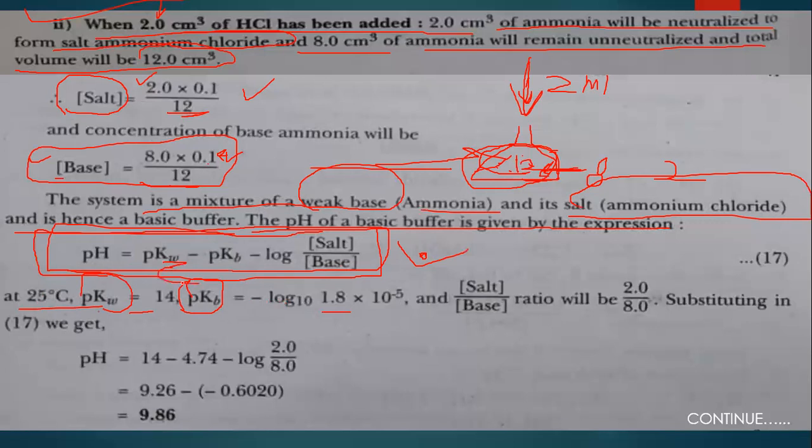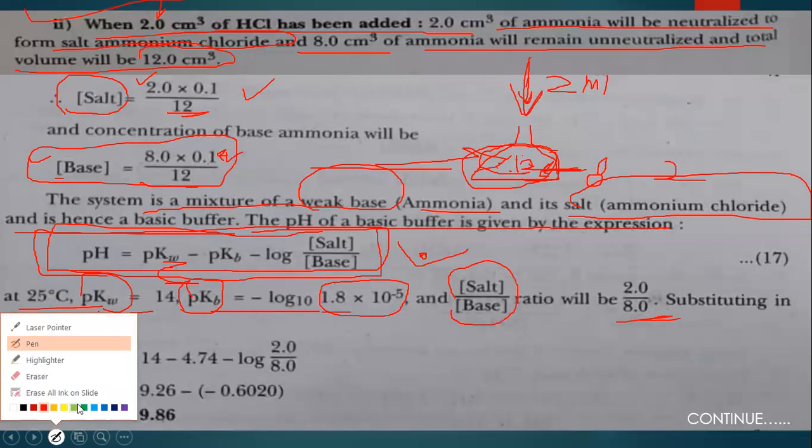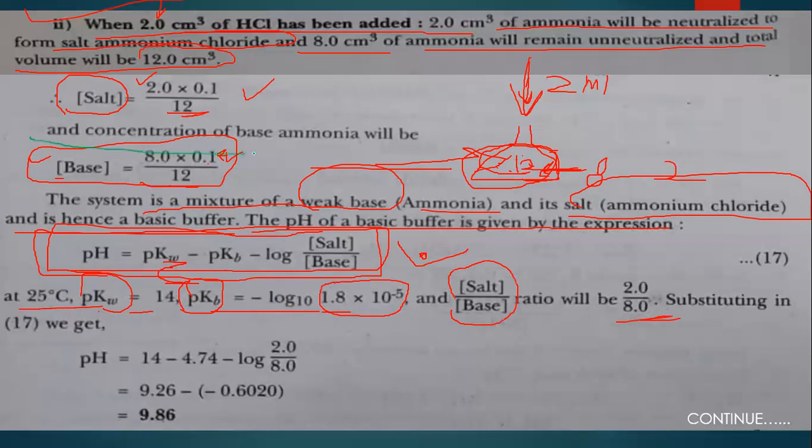Here it's 1.8. Negative log of Kb. We are not putting values here, we are just noting values here. So it's a negative log of 1.8. So it's a Kb value. And concentration of salt upon concentration of base is equal to 2 upon 8. See on the screen, if you do this upon this, what will happen?